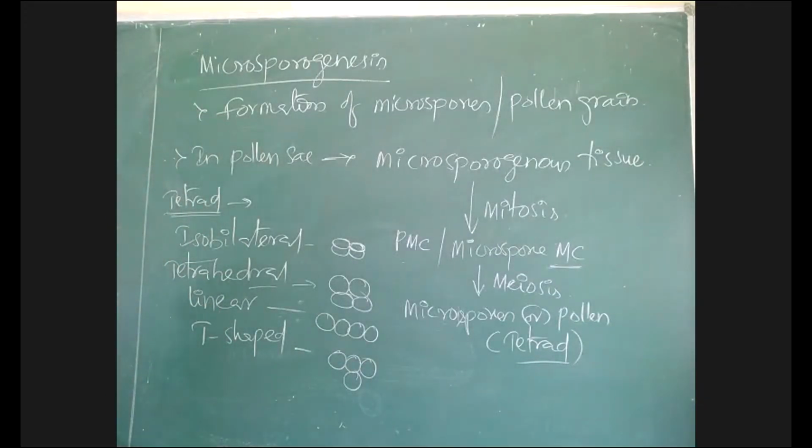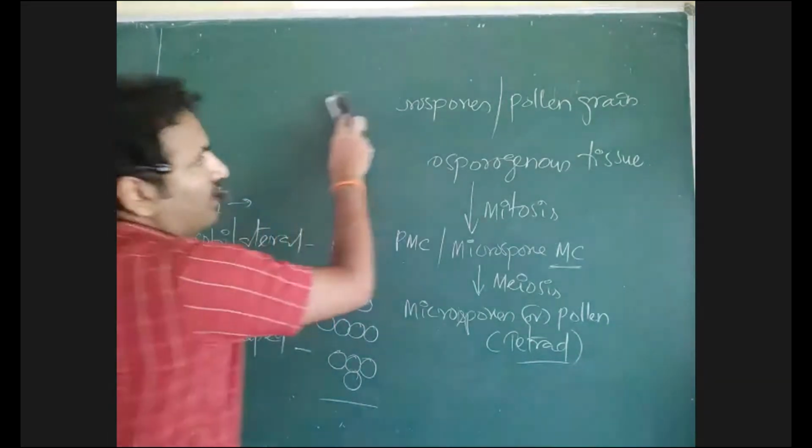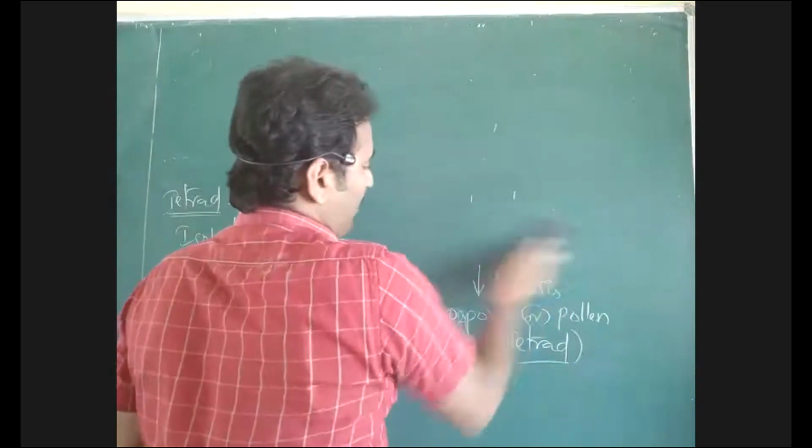Four haploid spores are formed in a tetrad. That tetrad can be isobilateral, tetrahedral, linear, or T-shaped in structure. This is normal, but some special cases we can observe. What are the special cases?